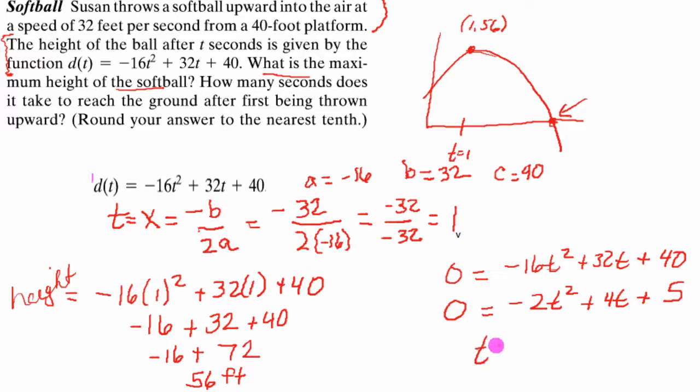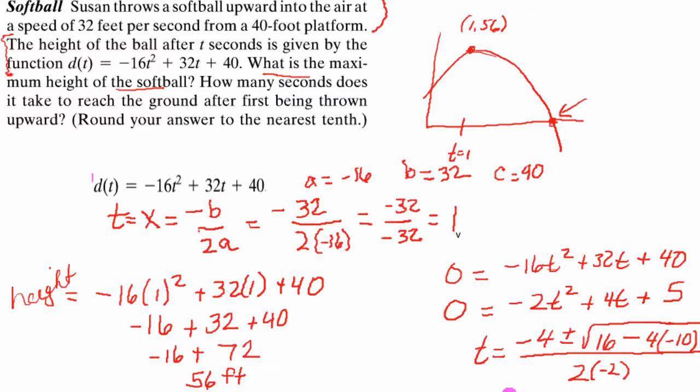So then we're going to go t equals the opposite of b, negative 4, plus or minus the square root of b squared, which is 16, 4 squared, minus 4 times a times c. A is negative 2, c is 5, so when you multiply those two, you get negative 10, right? All over 2 times a, and a is negative 2. Okay, so now I'm just going to simplify that and get some decimals here, because it said round your answer to the nearest tenth. That's a hint that they want a decimal, right?